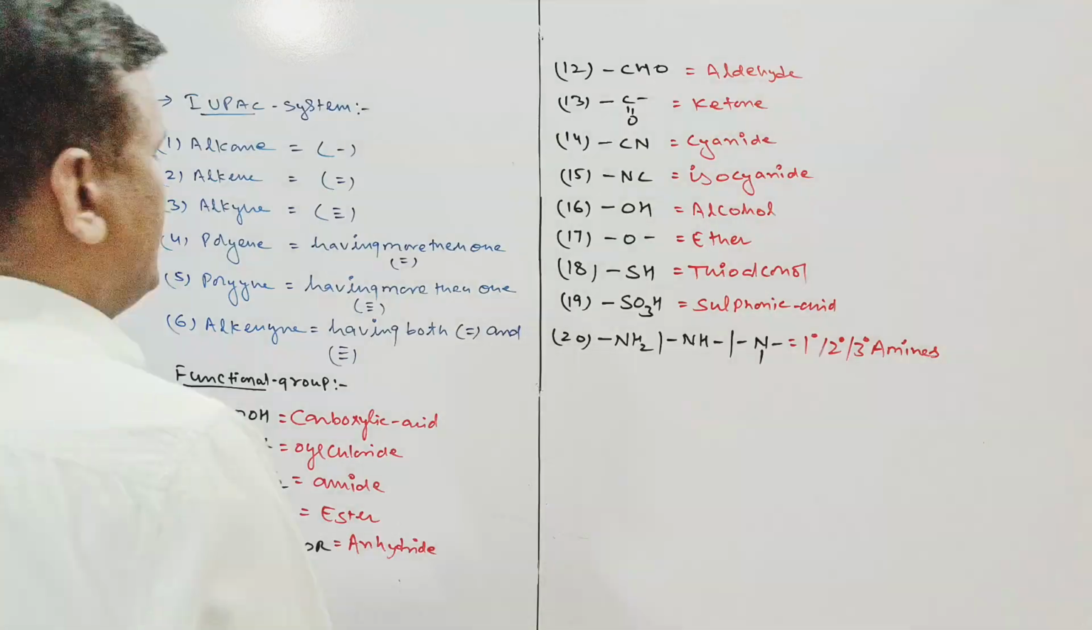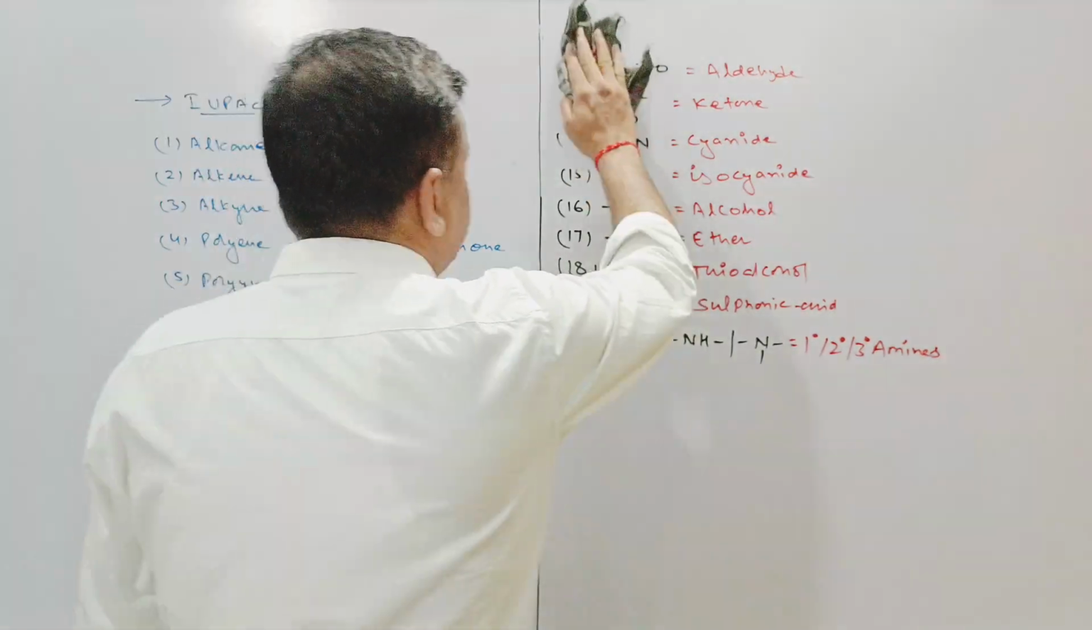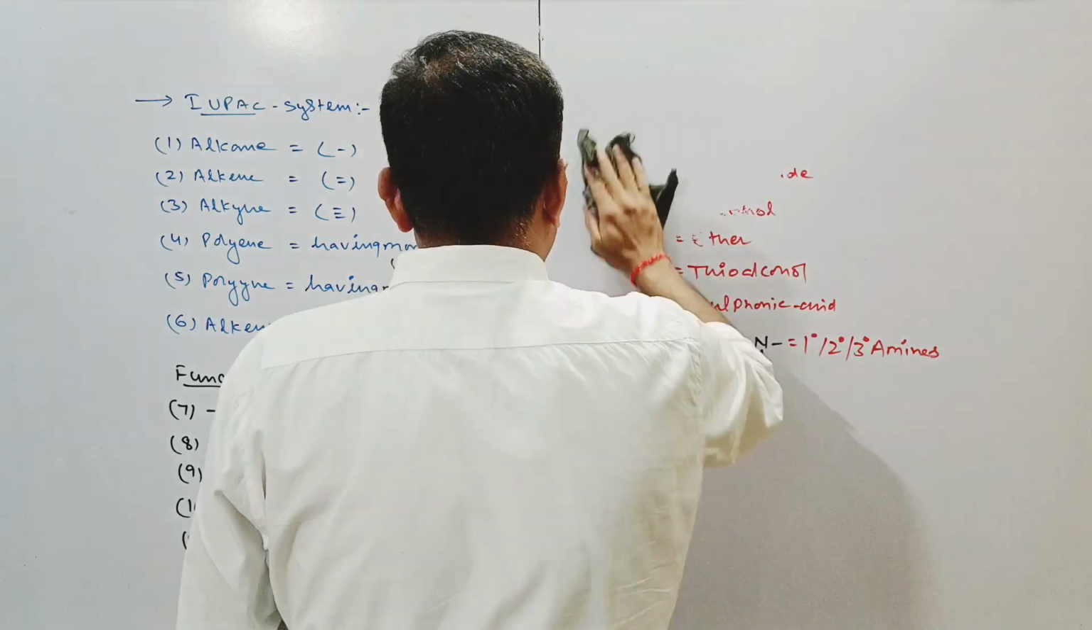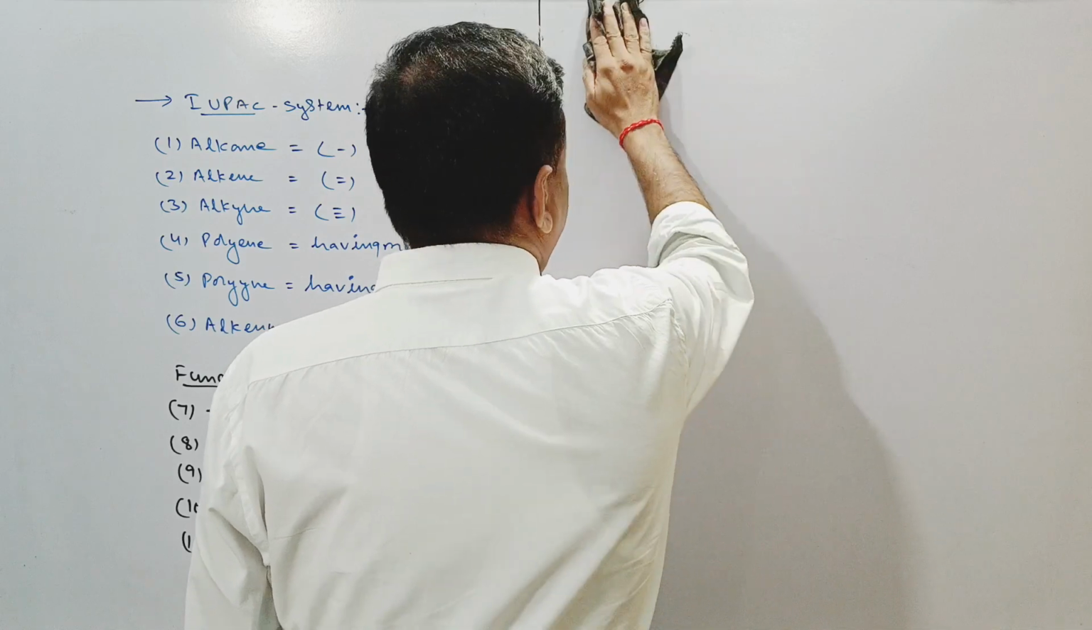So first of all, we'll go with the alkane nomenclature system, and we'll go deeply and take a lot of practice.